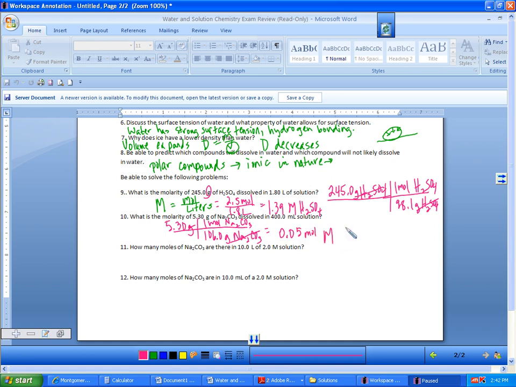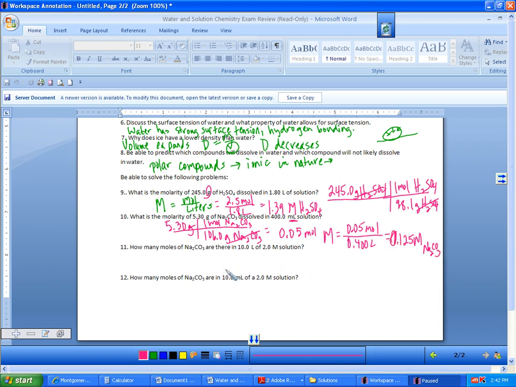But they wanted molarity, so I said 0.05 moles over, now be careful here because this is in milliliters, put it in liters, 0.400 liters, because there's 1,000 milliliters in a liter, so I took 400 and divided it by 1,000. That's how I got that number. When I did 0.05 divided by 0.4, I got my molarity to be 0.125 molarity Na2CO3.